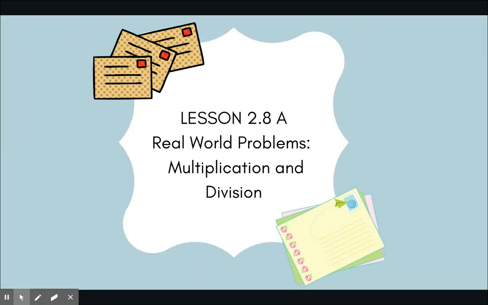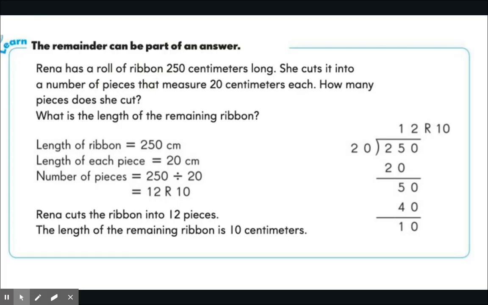Lesson 2.8a, Real World Problems, Multiplication and Division. So we're going to learn that when you're doing a word problem like this, sometimes the remainder can be part of an answer. Rena has a roll of ribbon, 250 centimeters long.